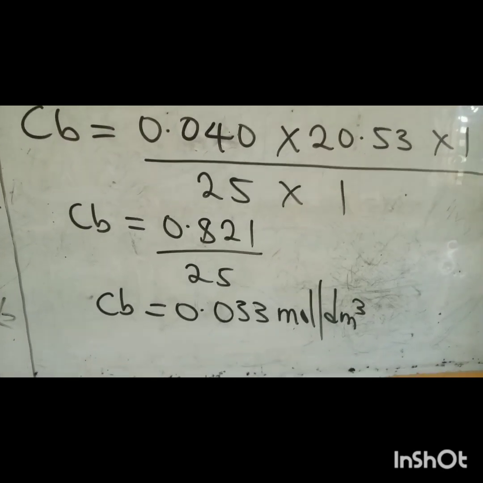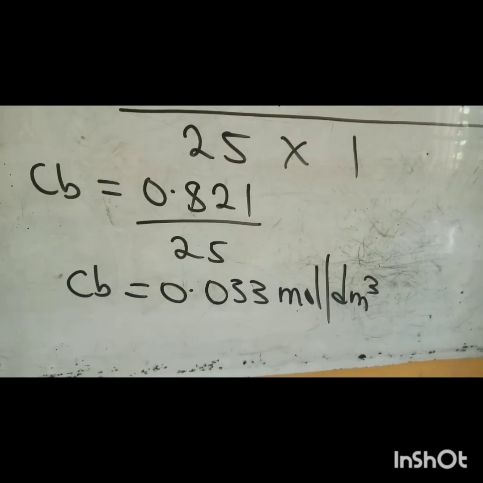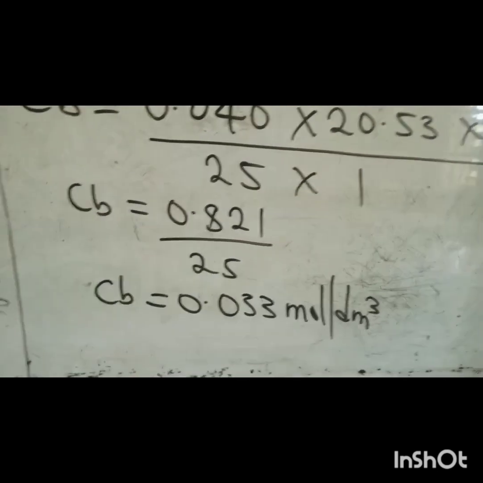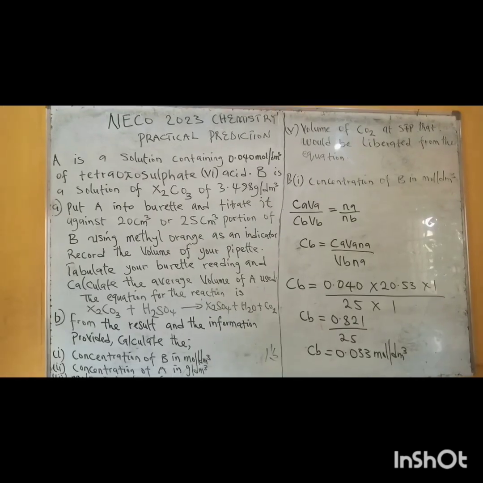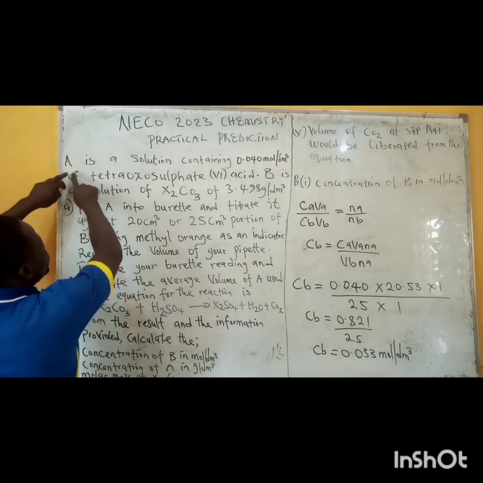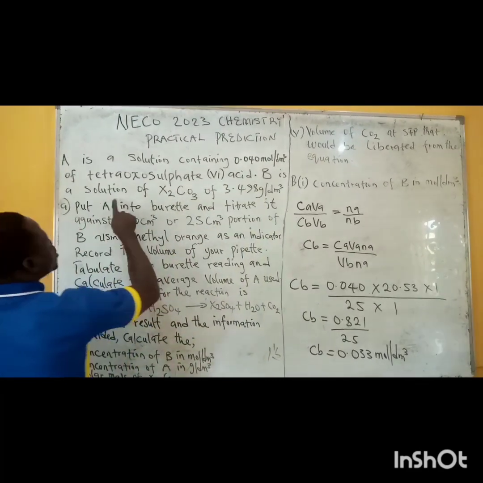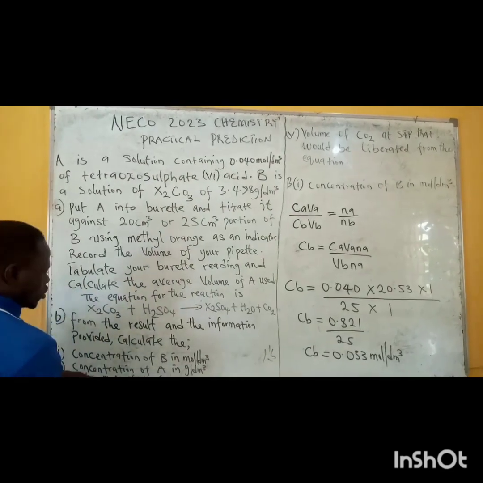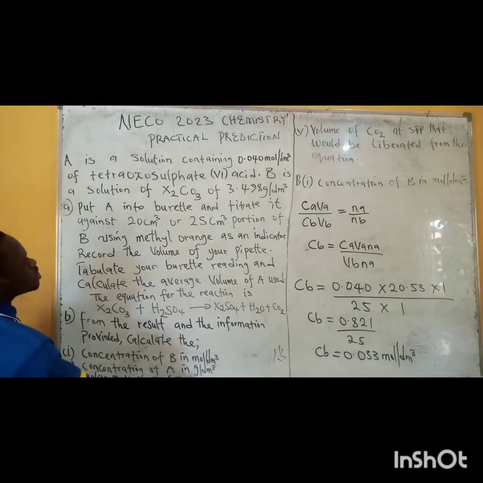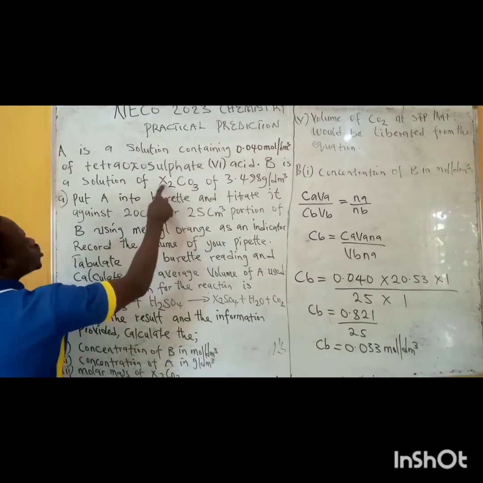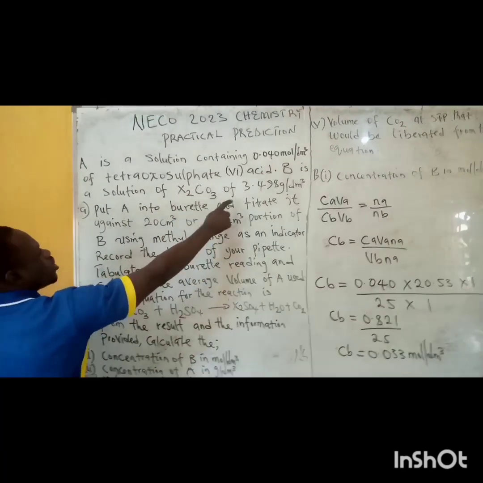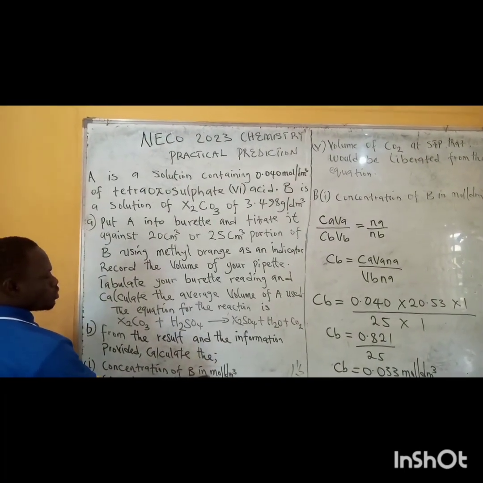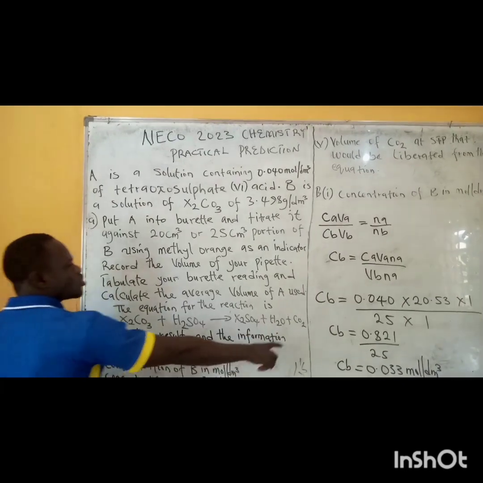At the end you have your concentration of B equal to 0.033 moles per dm³. That is the concentration of B. Like I said, A is given in moles per dm³, so they are asking us to calculate in grams per dm³. While B, which is Na2CO3, is given in grams per dm³, so they are asking us to calculate in moles per dm³.